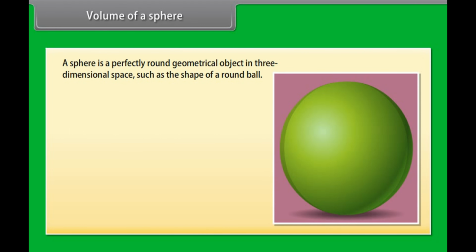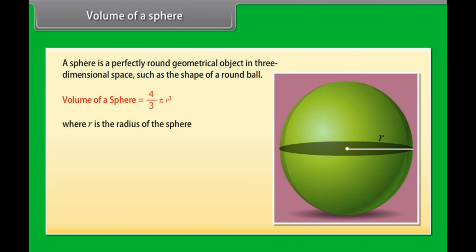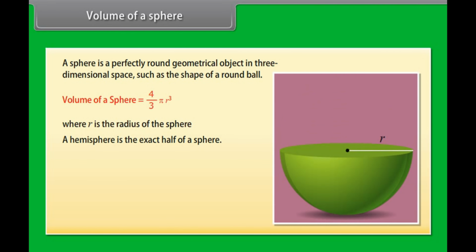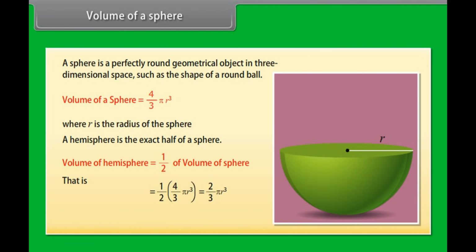Volume of a sphere. A sphere is a perfectly round geometrical object in three-dimensional space, such as the shape of a round ball. The volume of a sphere is given by 4 upon 3 pi r cube, where r is the radius of the sphere. A hemisphere is the exact half of a sphere, and its volume is the half of the volume of a sphere. That is, volume of hemisphere is 1 upon 2 into 4 upon 3 into pi r cube, which is equal to 2 upon 3 pi r cube, where r is the radius.